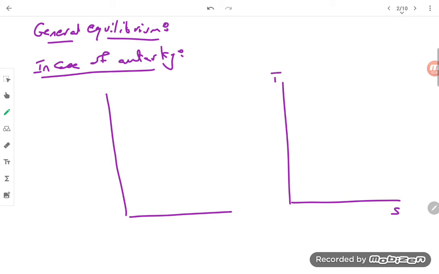soybeans and textile, this is for country A and this is for country B. From the shape of the PPF curves, we can realize that country A has an advantage in the production of soybeans and country B has an advantage in the production of textile.